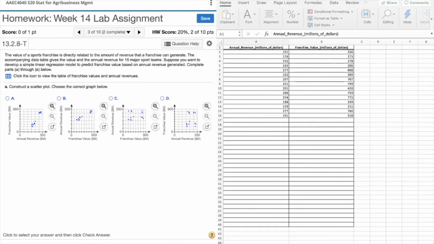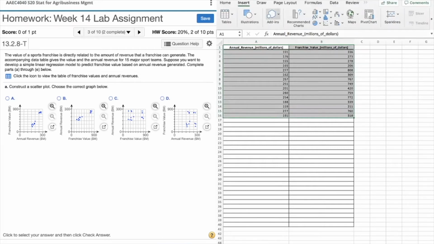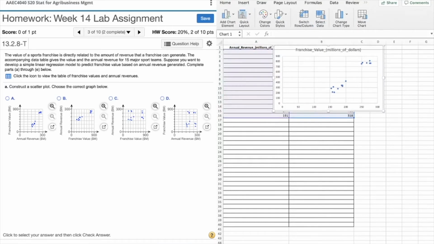Okay, question 3. First part, to construct the scatter plot, it is the same as the previous questions. So we compare the results graph with the 4 options. We can get that A is correct.